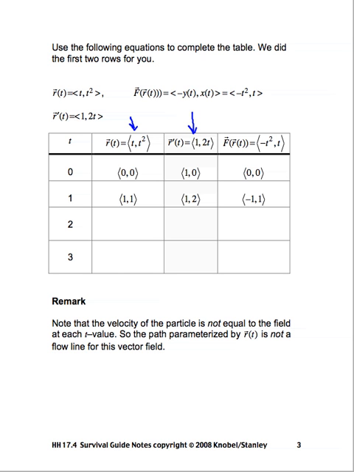As we move along the path, these vectors are tangent to the path, and their length tells us how fast we're moving along the path r of t. So this is path dependent. This depends strictly on the parameterization of r.